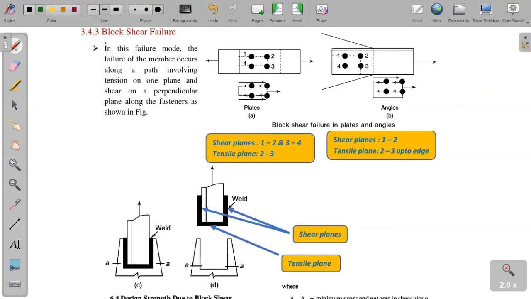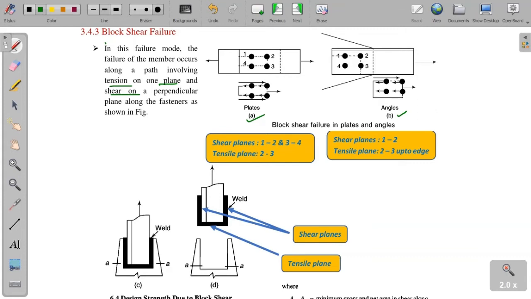In this video, we are going to discuss the third failure, that is block shear failure. In this failure mode, the member is going to fail along the path as shown in this figure, involving tension on one plane and shear on the perpendicular plane along the fasteners. Let us see two cases here: when the members are angles and when they are plates.